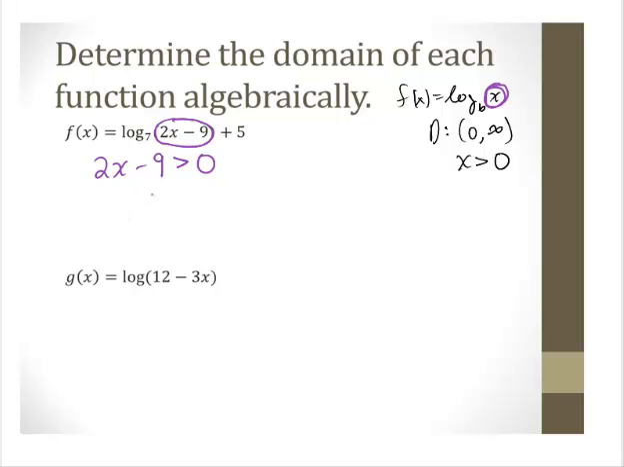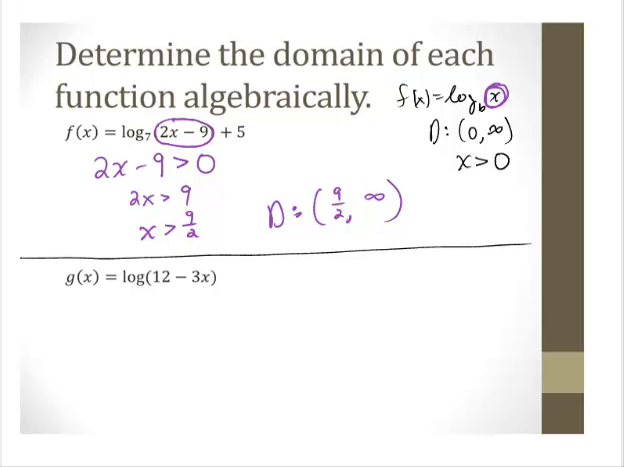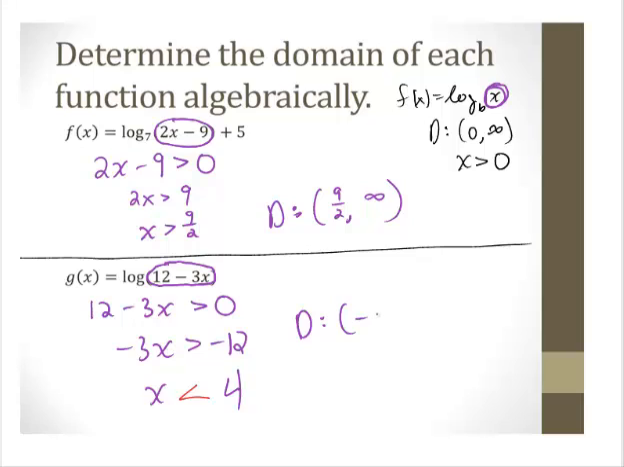We solve this inequality by adding 9 and dividing by 2. So therefore the domain, x is greater than 9/2, would be 9/2, comma, infinity. g of x is the log of 12 minus 3x. And remember, that means that's the log base 10. But what's important, to determine the domain, the argument must be greater than 0. 12 minus 3x must be greater than 0. Subtracting 12, negative 3x is greater than negative 12. Dividing by negative 3, x is less than 4. Remember, when you divide or multiply an inequality by a negative number, you must invert the symbol. So the domain of this function is negative infinity to 4, parenthesis.